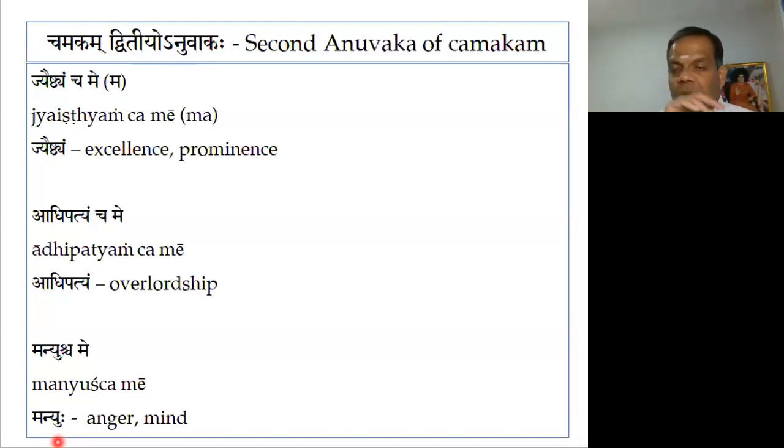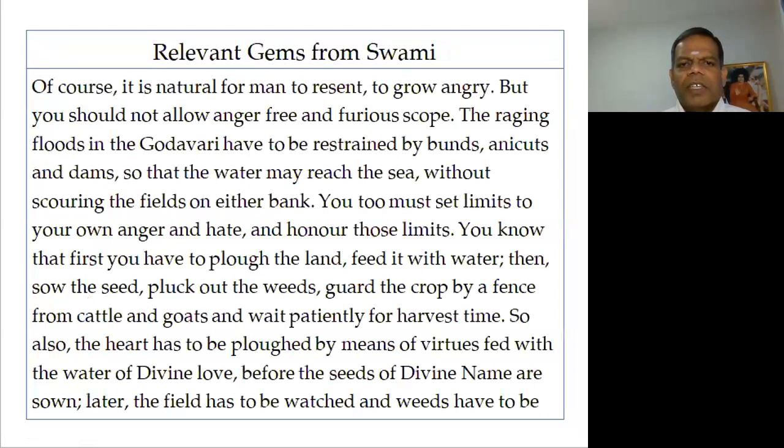So the anger should not last. It should serve its purpose and move on. It should be beneficial, because it is a way of telling that something which is not right has taken place, and something has to be done about it. For that purpose, God has created that quality, but it should be properly managed. In that respect, I have an excerpt from Swami's discourse, which we can go through.